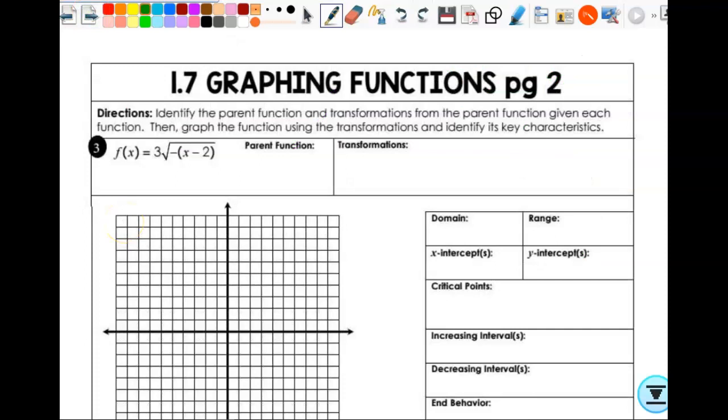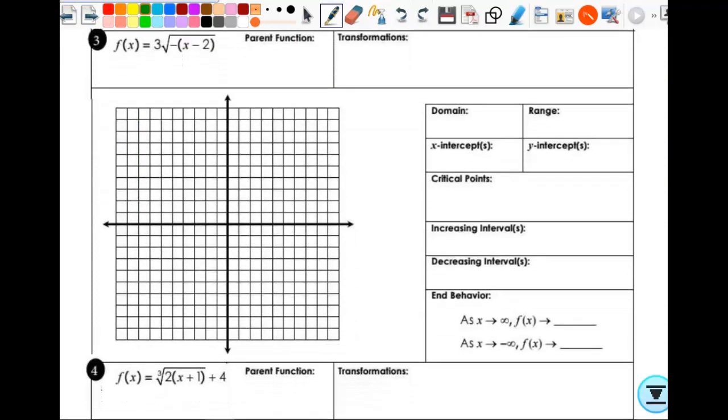Let's flip it over then. All right. What's the name of this parent function? Square root. So we have a square root. So my parent function is f of x equals the square root of x. And remember that the square root function is just an inverse of part of the quadratic. So it's like the quadratic's laying down, but you only get the top half there. Okay, so how many transformations do we have?